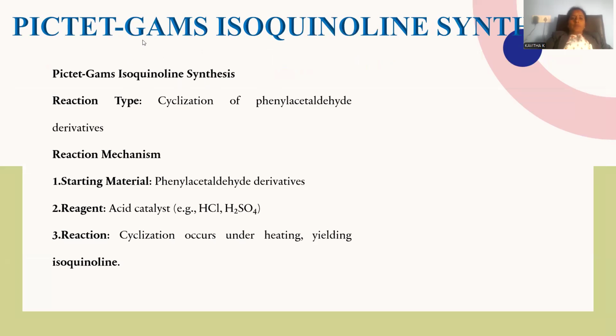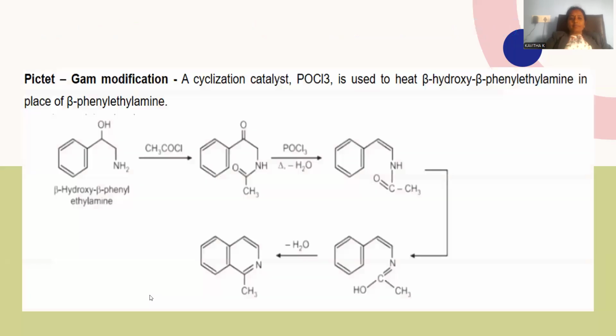In order to accomplish a Pictet-Gams reaction, cyclization of phenylacetaldehyde derivatives is required. Phenylacetaldehyde derivatives are taken as starting materials, and acid catalyzed conditions are applied. Either hydrochloric acid or sulfuric acid, strong mineral acids, are required in order to achieve this Pictet-Gams isoquinoline synthesis. The cyclization reaction will occur under heating conditions, giving isoquinoline as the final product.